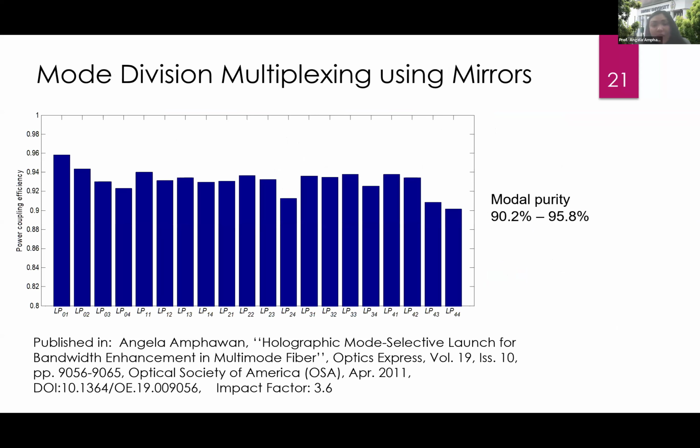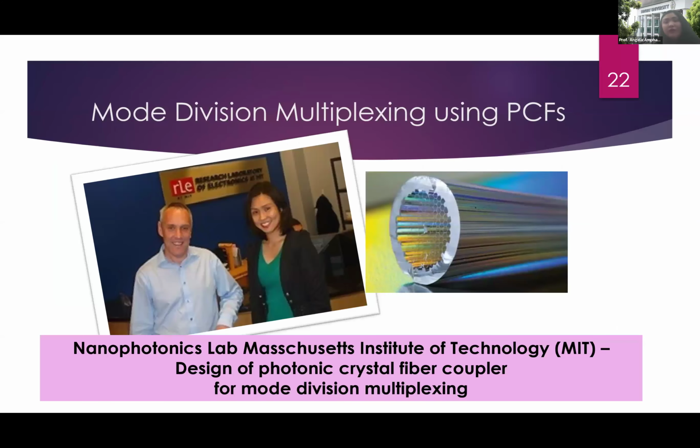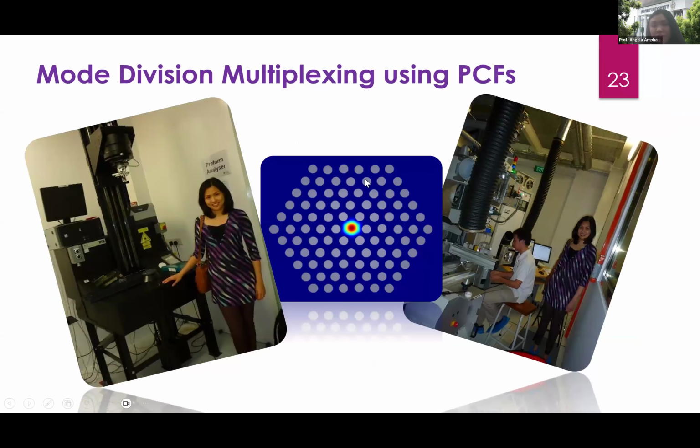What we see is that we have gained enhanced modal purity in the modes that are used for transmission, and the modes that are not used for transmission are very minimal. Using this, we have enhanced the bandwidth by more than 3 times. We've also worked with MIT on fabrication of photonic crystal fibers. By controlling the holes, the spacing between the holes, the geometry, and also the defects in the refractive index, we're able to generate certain modes that can be used for transmission while eliminating those modes that are interfering with the dominant modes.